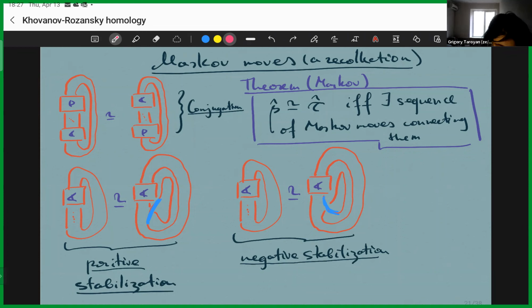Yeah, and similarly, we have a negative stabilization where we take the inverse. So Markov's theorem asserts that two links are isotopic if there exists, so of course I'm talking about links that are obtained by closing certain braids, if there exists a sequence of Markov moves that connects them.